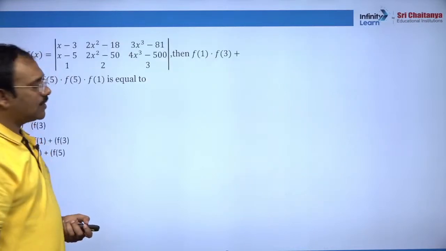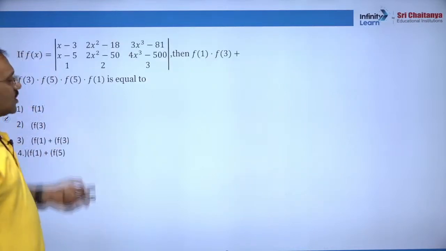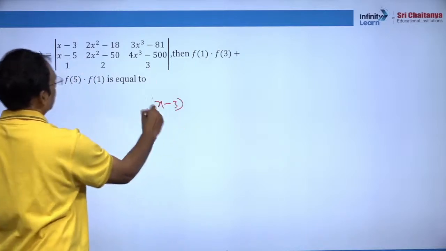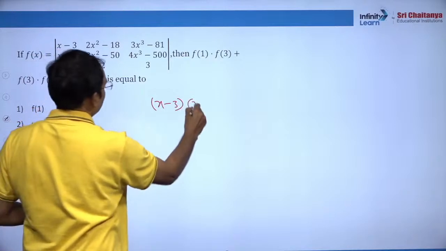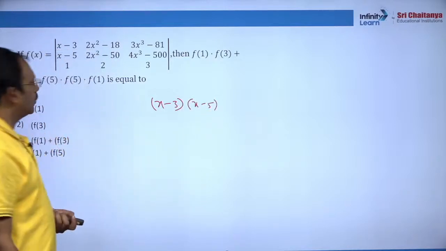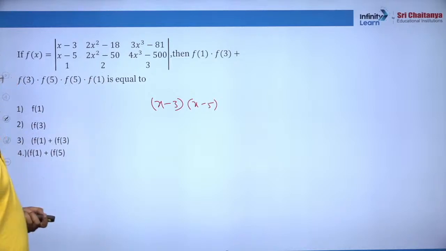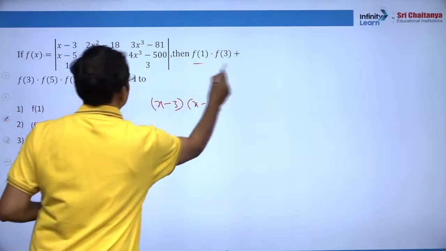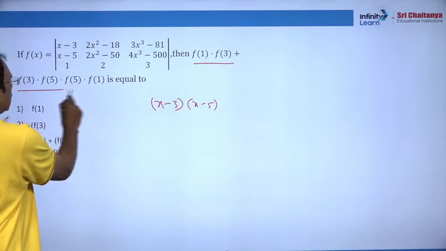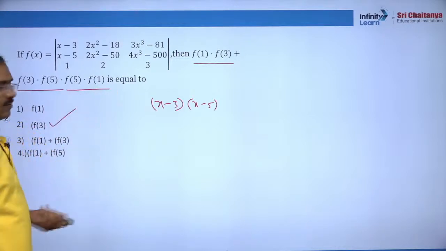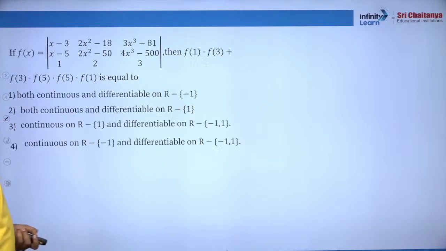Next, this one, you see this determinant, you can take x minus 3 common from the first row, x minus 5 common from the second row. So f of 3 will be 0, f of 5 will be 0. So the first term is 0, the second term is 0, this is also 0. Finally you will get 0, which I can say is f of 3. Yes. So f of 3, that is it.